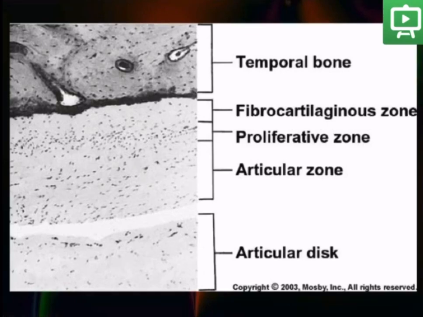Okay, so I repeated the 3 layers of the articular surface overlying the mandibular fossa. It's called the glenoid fossa, or the articular eminence that overlies the temporal bone.